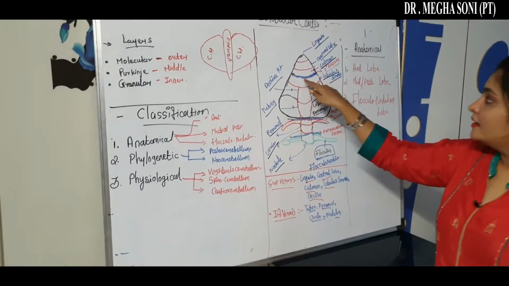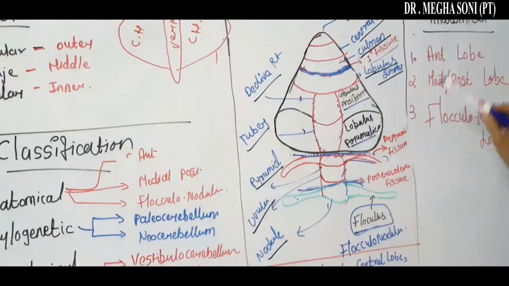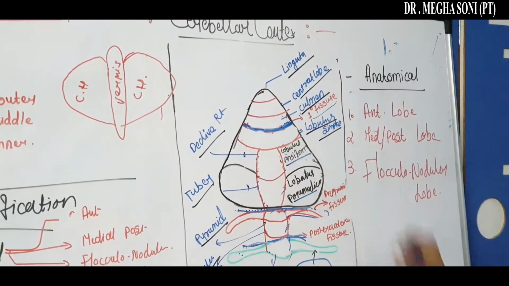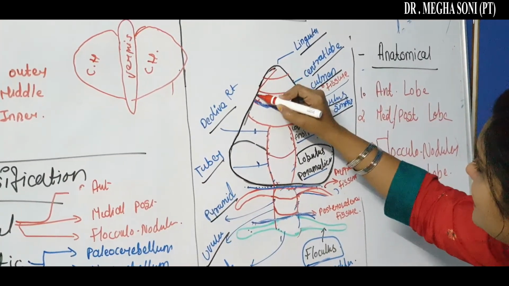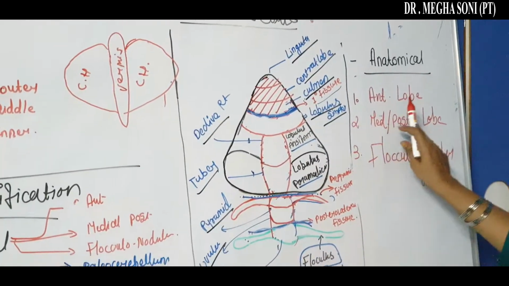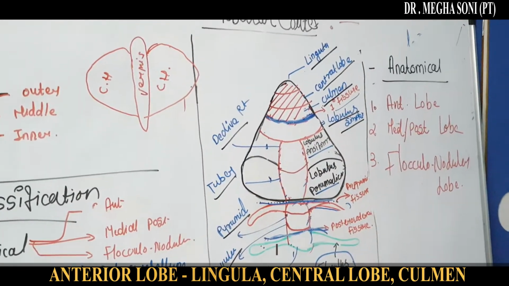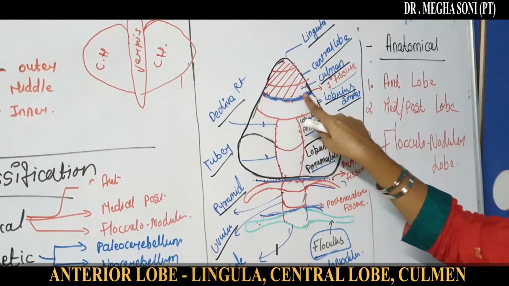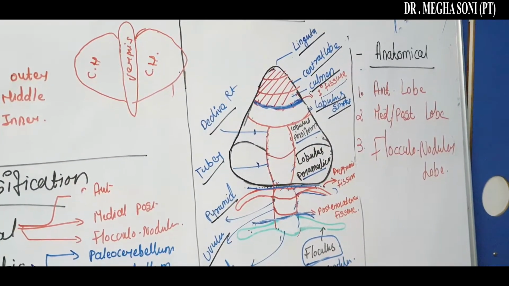So where is it situated? The anterior lobe consists of lingula, central lobule and culmen. Fine. So anatomically this portion is the anterior lobe. With structure, the anterior lobe consists of lingula, central lobule and culmen. After that you can very well see the primary fissure. This primary fissure divides the anterior lobe from the other parts of the cerebellar hemisphere.